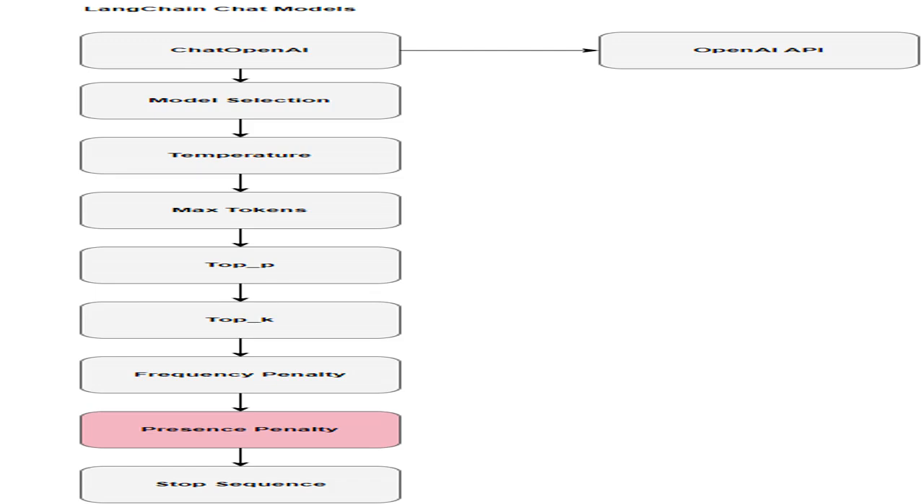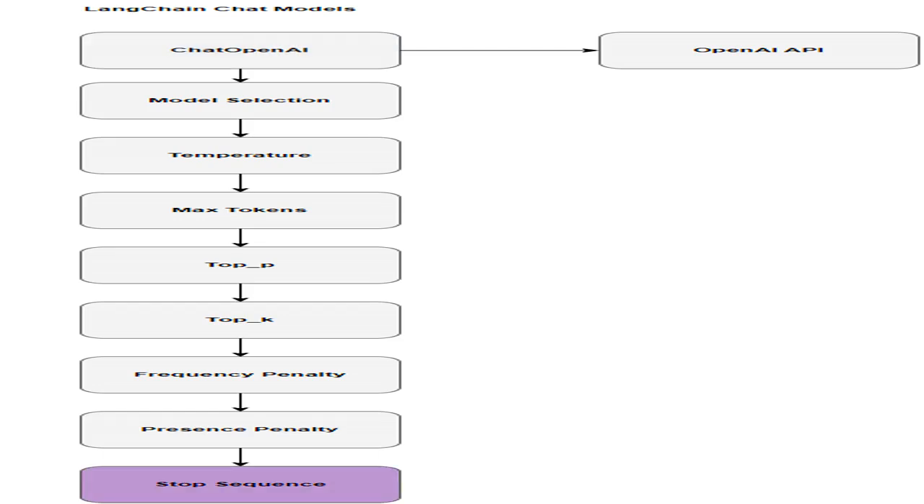Presence penalty, a parameter that penalizes words or phrases that have already appeared in the response. Discourages the reuse of words or phrases that have already been used, ensuring the response does not become repetitive or redundant. ChatOpenAI, data flow, outgoing: provides the presence penalty value to ChatOpenAI for passing to the OpenAI API.